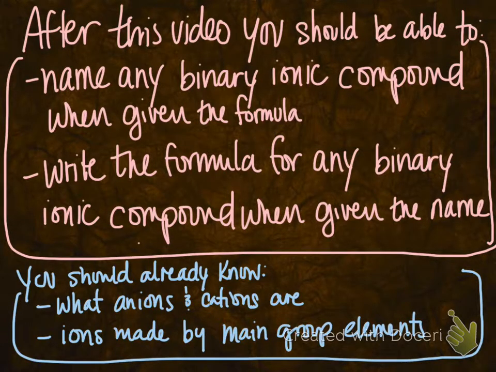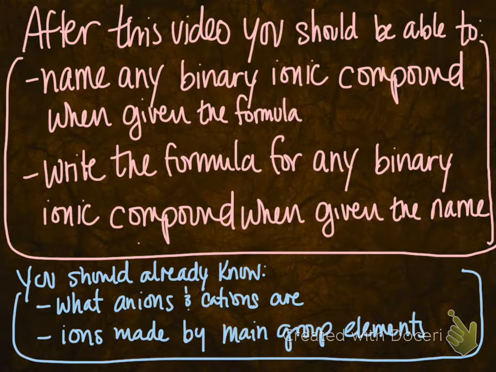After this video, you should be able to name any binary ionic compound when you're given the formula, and write the formula for any binary ionic compound when you're given the name. You already need to know what anions and cations are, as well as being quick and fluid and familiar with the ions that are made by the main group elements.